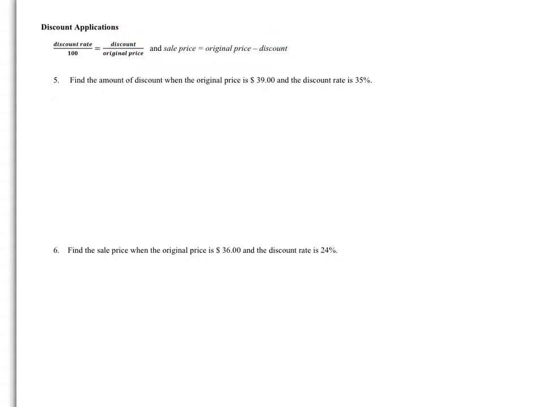So number 5, we're going to find the amount of discount when the original price is $39 and the discount rate is 35%. Setting up our proportion, we're given the rate is 35%, so we use 35 over 100, and that is equal to the discount, which we are looking for, so we're going to use x for that variable, divided by the original price, which is $39. Cross products, 100 times x equals 35 times 39.